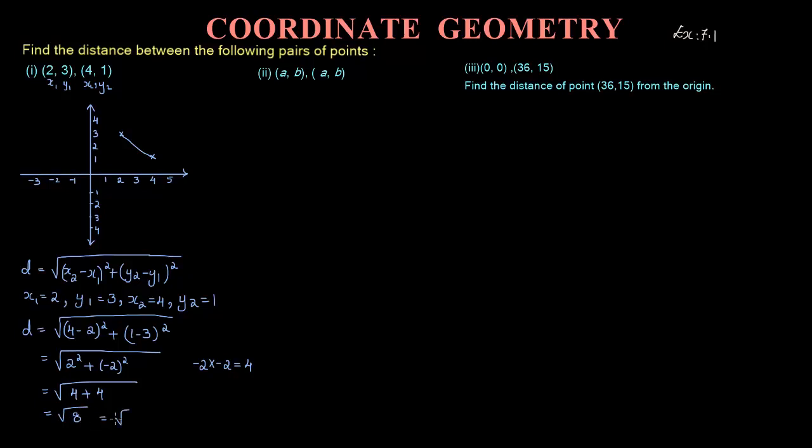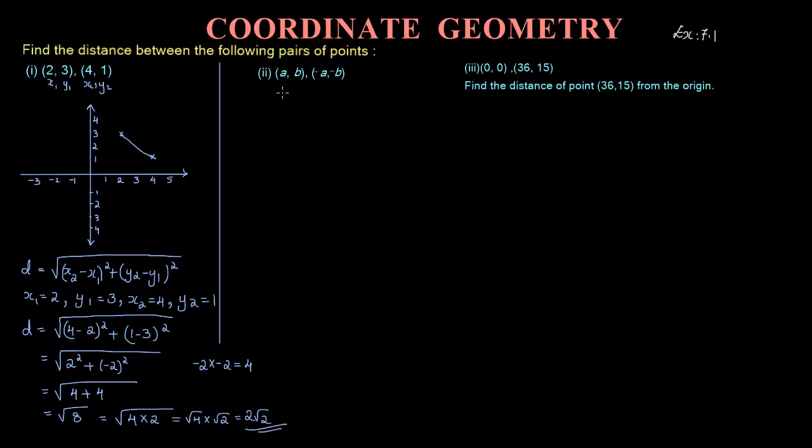Then can I write it like this, 4 into 2? There is a rule for indices: if I have it like this, it can be written separately. So the square root of 4 is 2, and this root 2 I am going to copy as it is. So this is the answer.